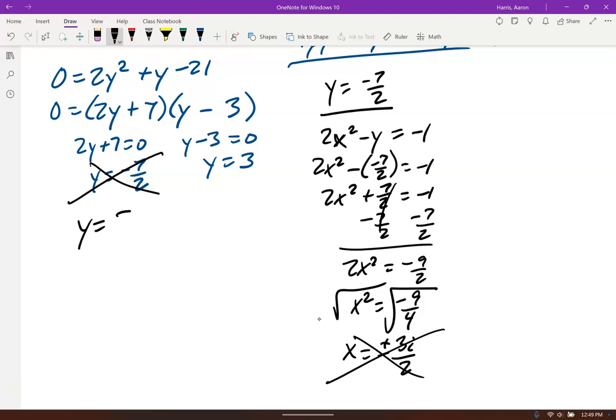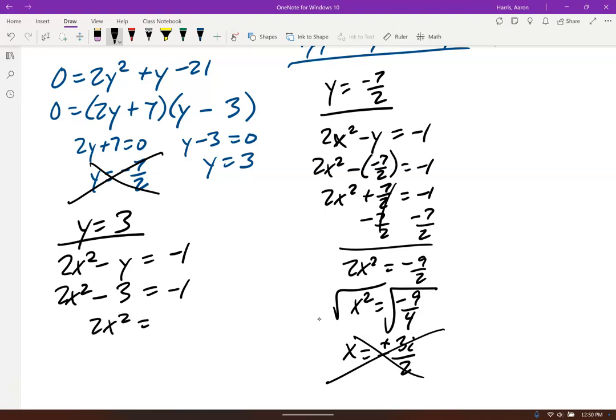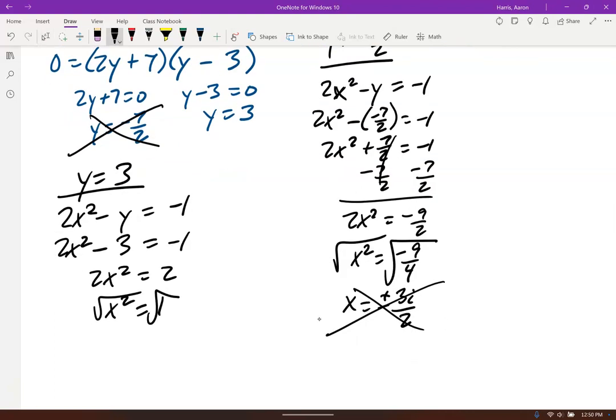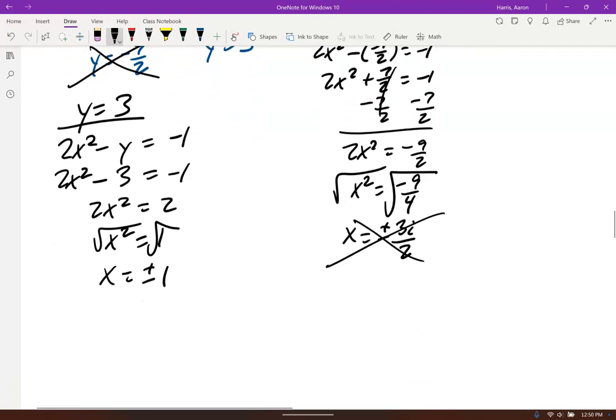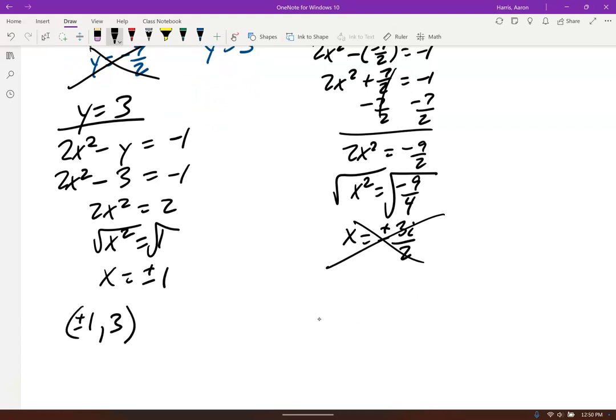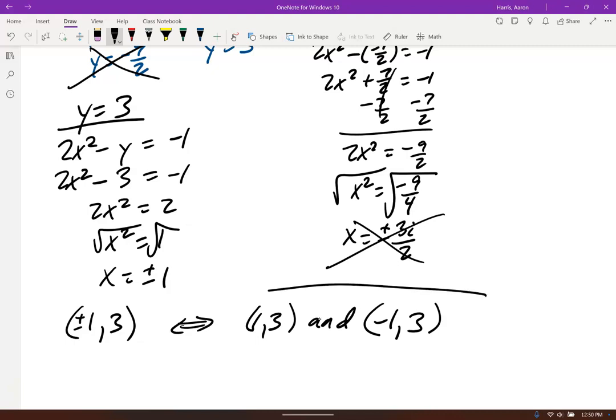So how about y equaling 3? That has some potential solutions. Let's throw those in. Add 3. Divide by 2, divide by 2. Square root. So x is plus or minus 1 when y is 3. So we have 2 solutions. So we have 1, 3, and -1, 3 would be our solutions for this.